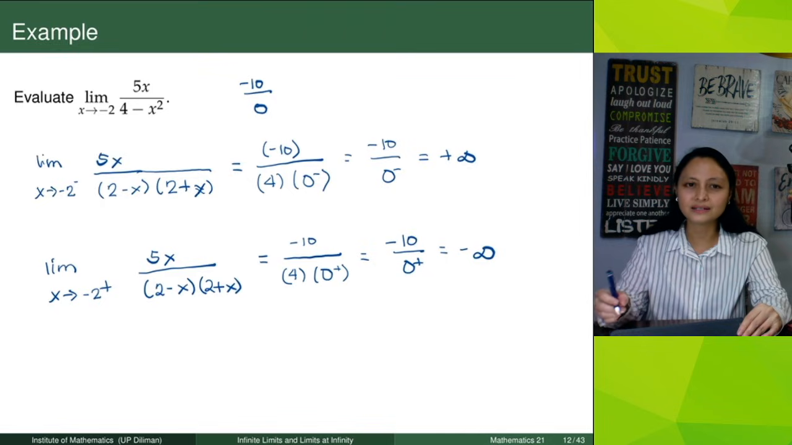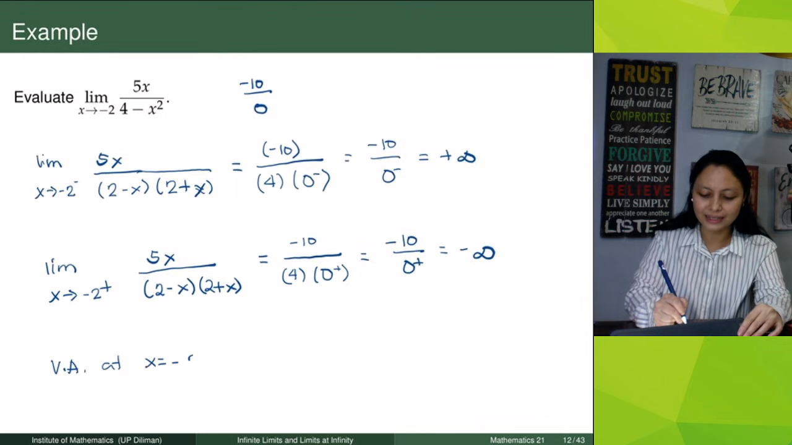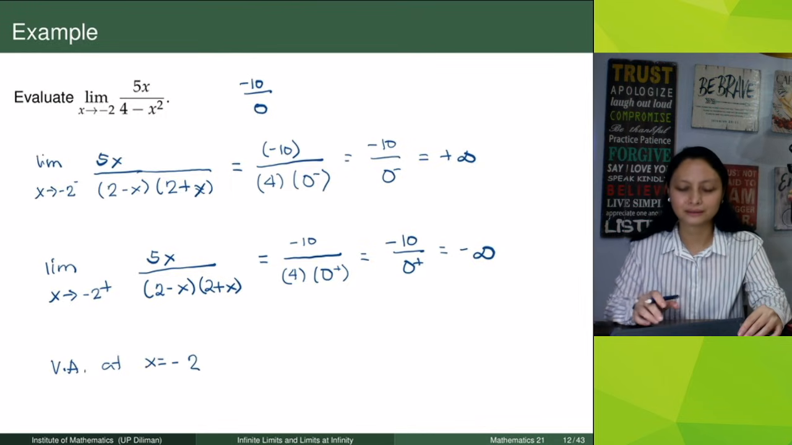So these are the limits. We say that the limit does not exist because we got infinity. Ano pa yung masasabi natin? We can also say that the function has a vertical asymptote at x equals negative 2.